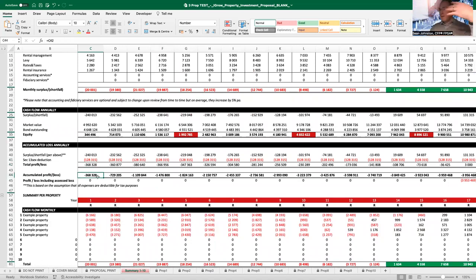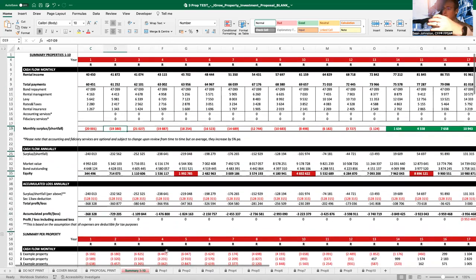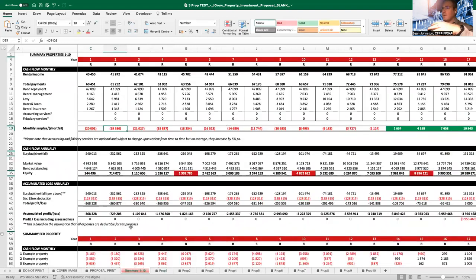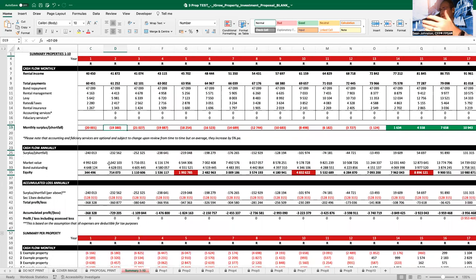And that's the assessed loss that will be given to SARS, which you obviously don't pay tax on. This will then carry over into the next year. You apply the same scenario based on these assumptions across the 5 properties, and your cash flow then starts to improve, 19,380, 232,562. You do the same scenario, and your assessed loss rollover is now 729,205.